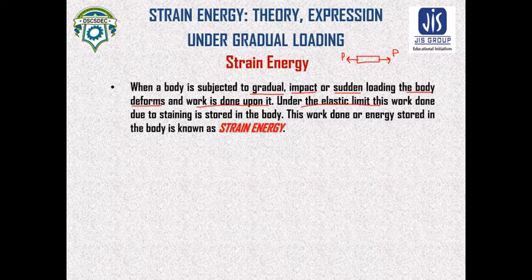This work done due to straining under the elastic limit, or work done due to deforming, is stored in the body. This work done or energy stored in the body is known as strain energy. This is the engineering definition of strain energy. When a body is subjected to gradual, impact or sudden loading, the body deforms and work is done upon it under the elastic limit. This work done due to straining is stored in the body, and this work done or energy stored in the body is known as strain energy.